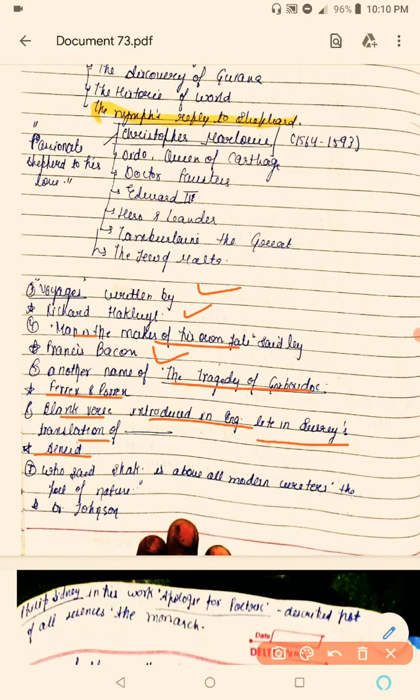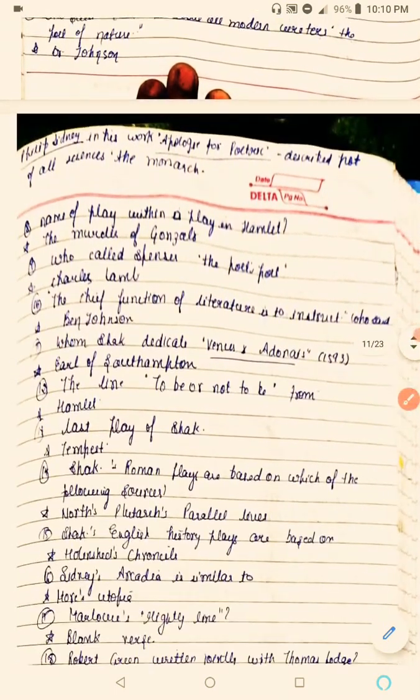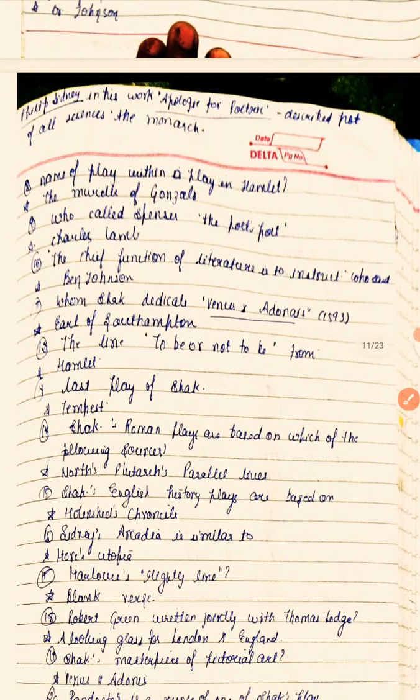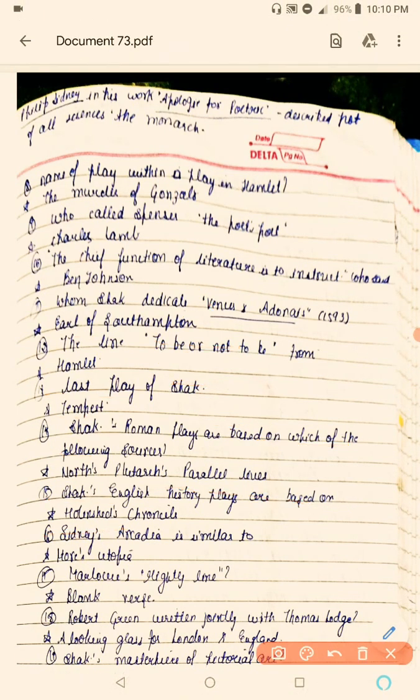Who said Shakespeare is above all modern writers, the poet of nature? Doctor Johnson ने ये बोला था. Then the name of play within a play in Hamlet, ऐसा कौन सा play है जो कि play within a play है? वो है Murder of Gonzago. Who called Spenser the poet's poet? Charles Lamb. The chief function of literature is to instruct. Who said this line? Ben Jonson.